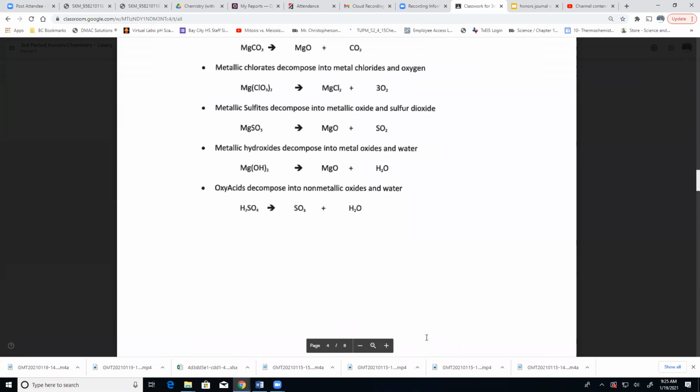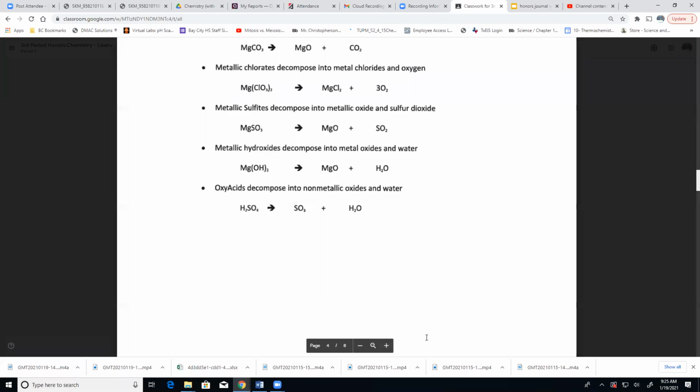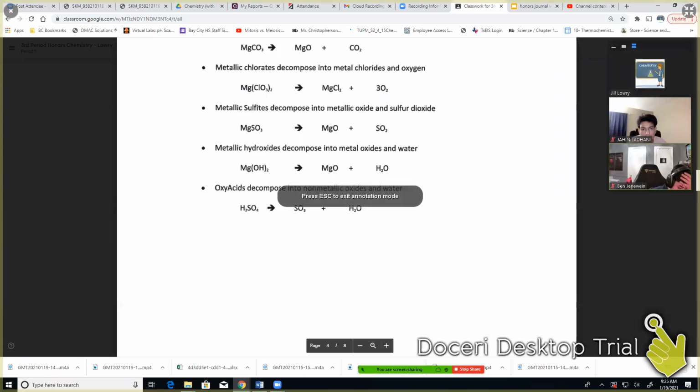Next one, metallic chlorates, and these should sound a little familiar, especially if you did some practice over the weekend, because they're just reversing of what we did with our synthesis reactions. So a chlorate is your ClO3 -1. That's your chlorate right there. And it breaks down into a metal chloride and now just oxygen.